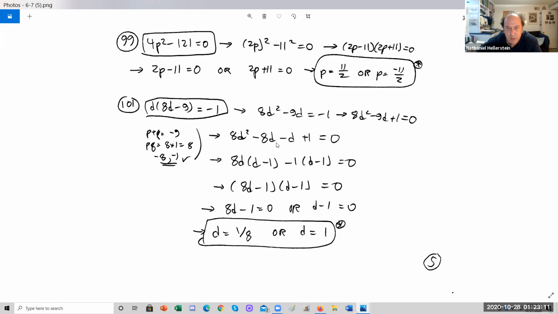There we go. These two terms have a common factor of 8d times, after division, d minus 1. This is negative d plus 1, so we pull out a negative, so it's negative 1 times d minus 1. And now we have a d minus 1 in common. Out it comes. D minus 1 times 8d minus 1 there. So 8d minus 1 times d minus 1 equals 0. One of these must equal 0. So 8d minus 1 is 0, or d minus 1 is 0. Transpose the 1 and the 8. D is 1/8. Transpose the 1. D is 1. So d is 1/8, or 1.